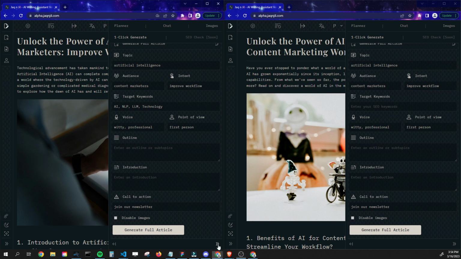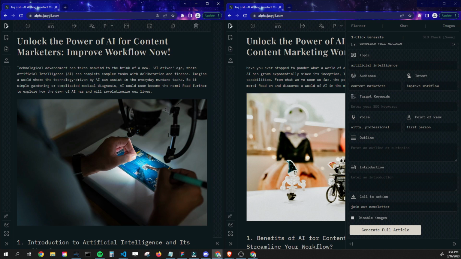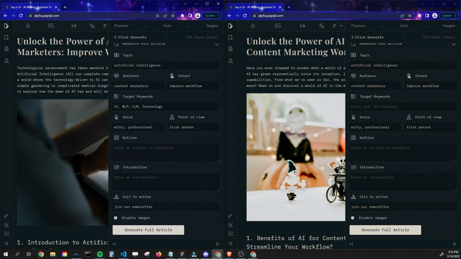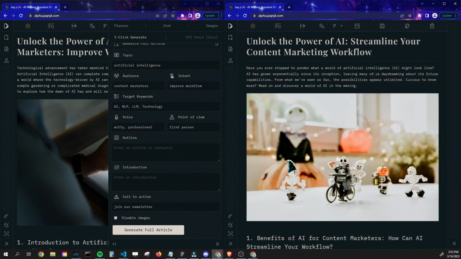They finished about the same time. So let's take a peek. So this one here on the left is the one with the keywords. And let's remember, we gave it AI, NLP, LLM, and technology. So some acronyms that have to do with the artificial intelligence space, and we'll see what it did with those. And then the one on the right here had no keywords.